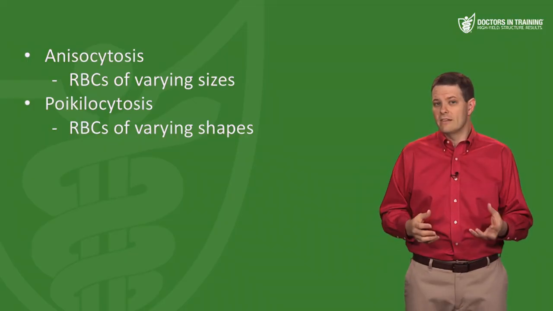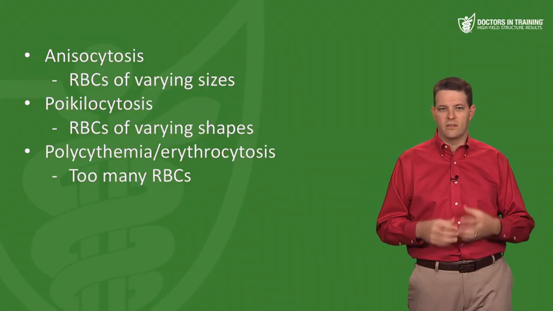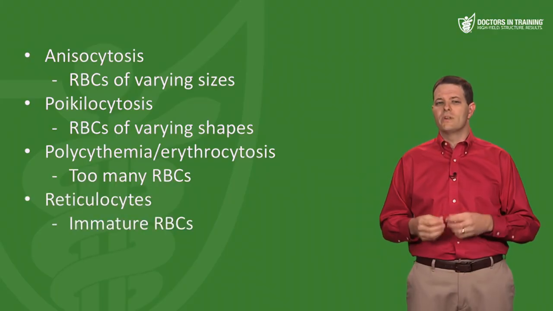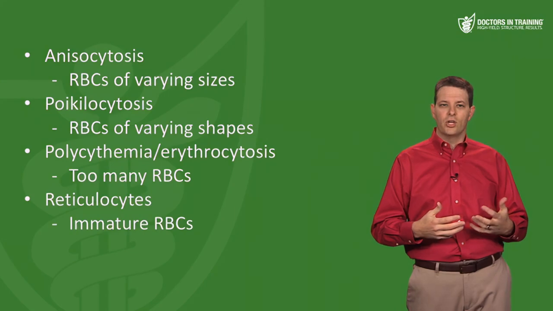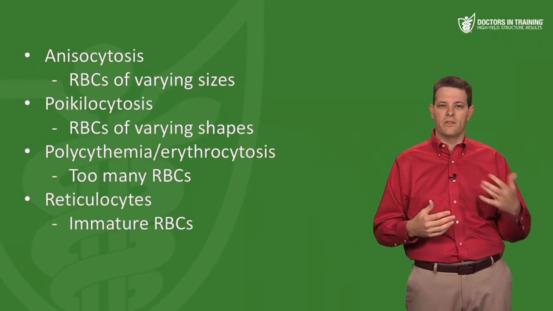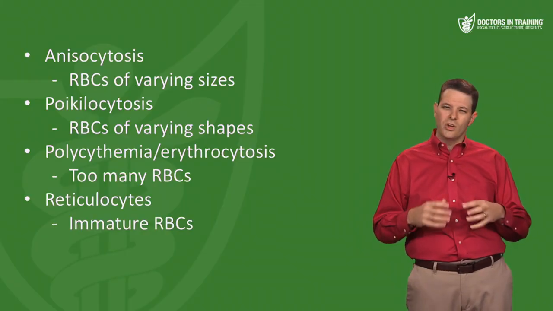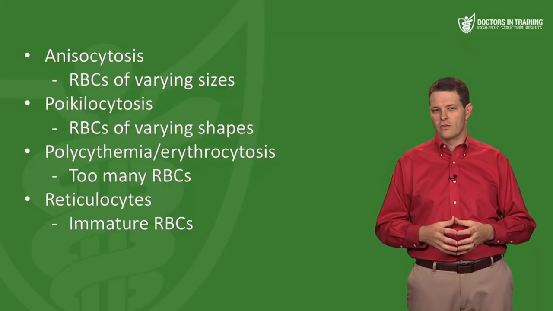If you have too many red cells, that might be called polycythemia, or it could be called erythrocytosis, two terms for the same thing. And the immature red cells are called reticulocytes. So when your bone marrow is busy churning out new blood cells, you're going to see more and more of those immature forms on the smear, and that's called reticulocytosis. But here's some good news. You don't really need to worry about remembering all the different stages of different red cell precursors.